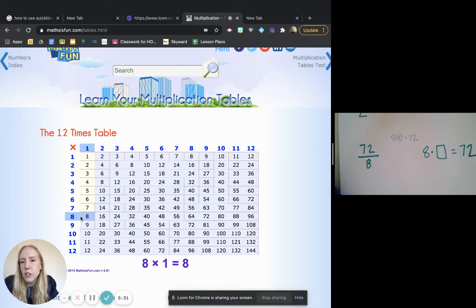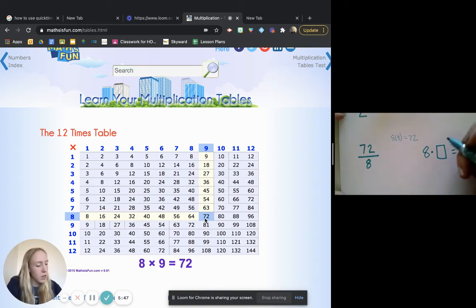So let's do the row first. Here's the 8. Now I'm going to go over in that row until I find 72. Oh, there's 72. What did I have to multiply by to get 72? 9. So this must be 9. 8 times 9.